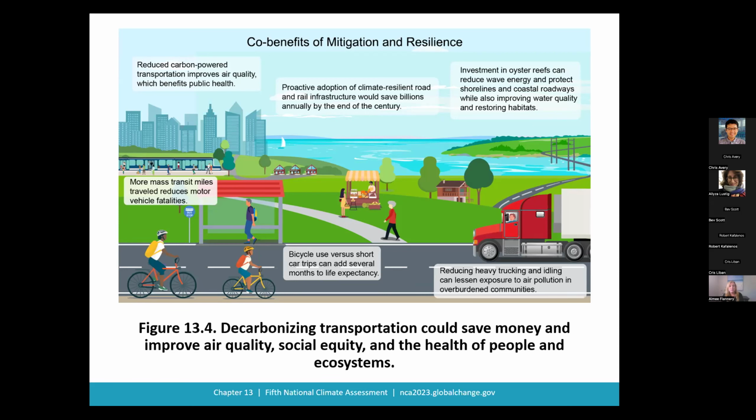We could also see things like reducing heavy vehicle idling within areas such as ports or transport areas, which could improve some of the air quality issues we have in overburdened communities. Often these areas are located in the lower valued areas of cities and states. And so moving towards that reduction in heavy vehicle idling will help with improvements of air pollution in those areas.